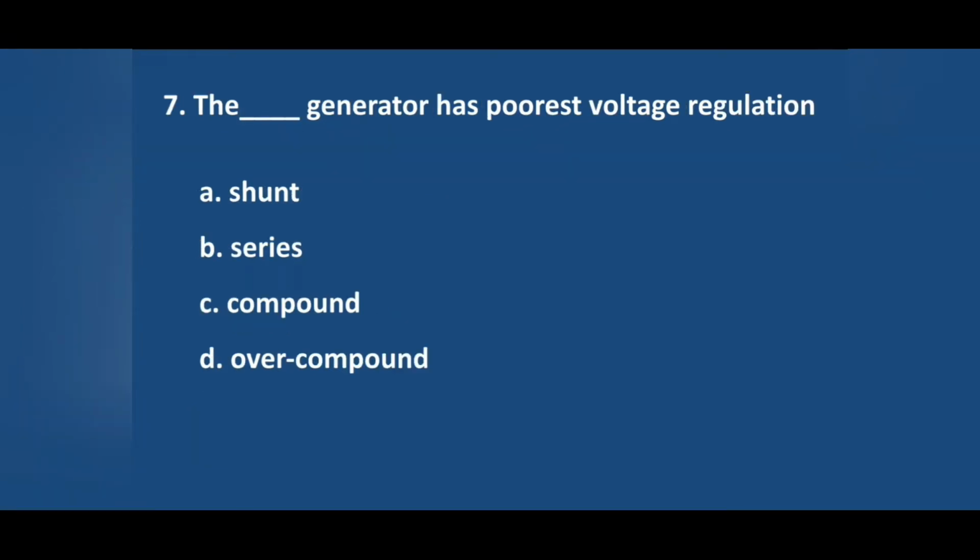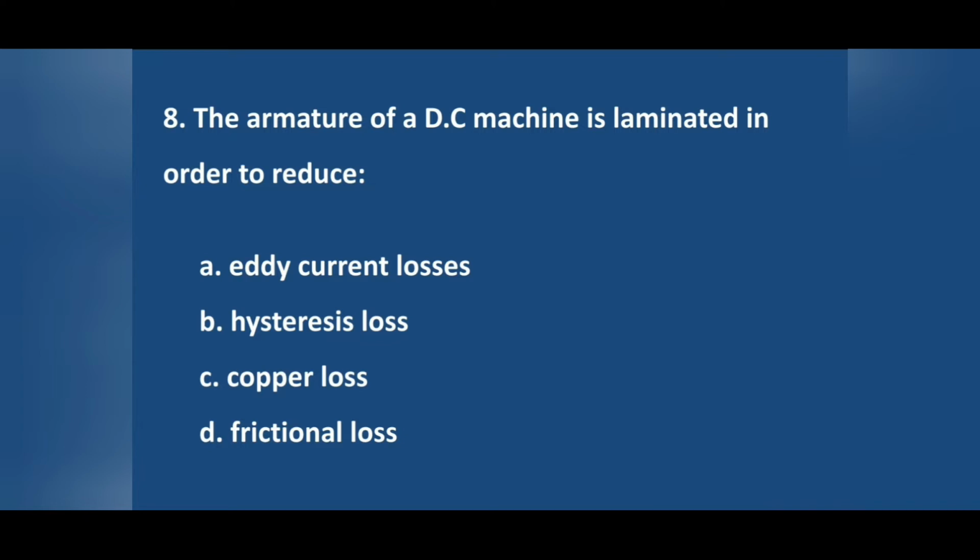Question number 7. The dash generator has poorest voltage regulation. Answer is option B, series. Question number 8. The armature of a DC machine is laminated in order to reduce. Answer is option A, eddy current losses.